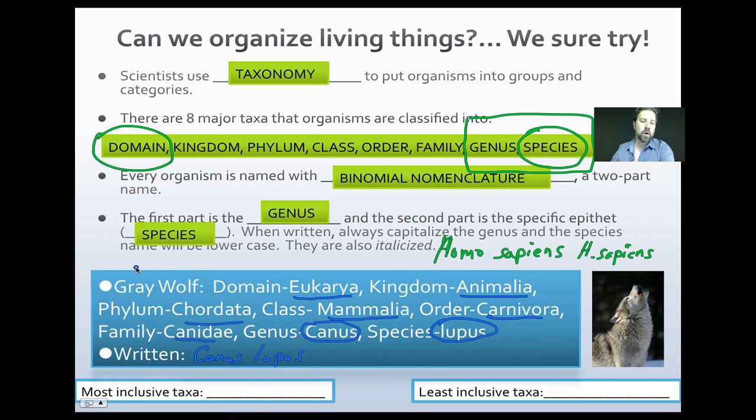And we would write that Canis with a capital C, Lupus with a lowercase l. Like I mentioned before, the domain being the largest taxon in this group means that it's the most inclusive taxa. It has a bunch of kingdoms under it, a bunch of phylums, a bunch of classes, orders, family, genus, and species. So it is the most inclusive taxa. The least inclusive is just the species itself right here. So if you were thinking which one's bigger and which one's smaller, there you go.